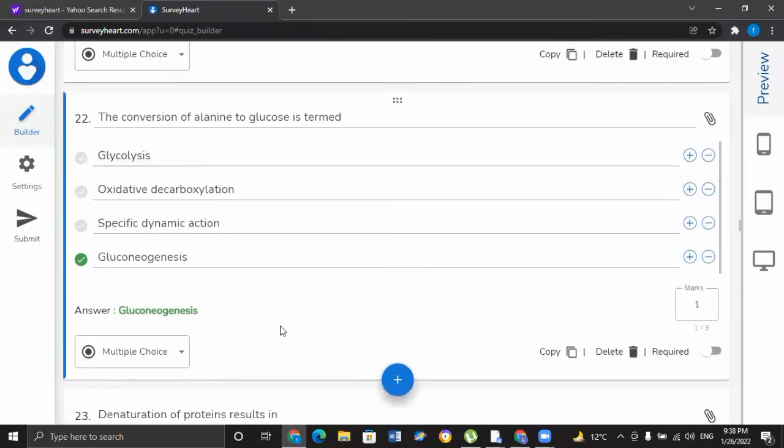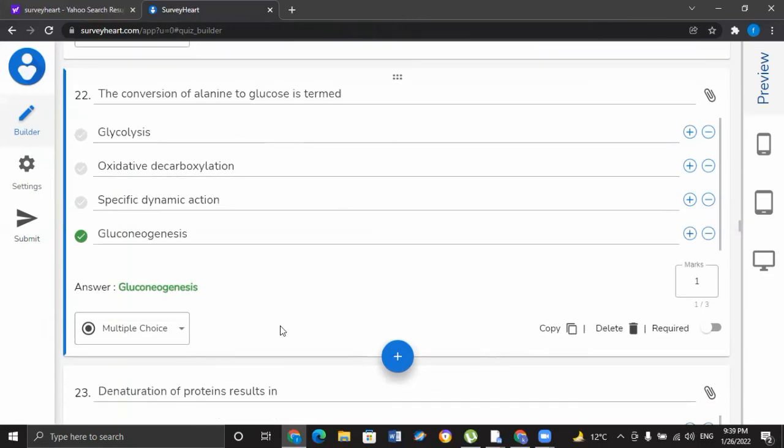The conversion of alanine to glucose is termed as. First of all, glycolysis is the breakdown of glucose up to pyruvate or lactate, and oxidative decarboxylation is the removal of carbon dioxide. Specific dynamic action is also not related to alanine to glucose. So the conversion of a non-carbohydrate product to glucose, whether it is an amino acid, a fatty acid, or a ketone body, is known as gluconeogenesis. So the correct option for MCQ 22 is gluconeogenesis.